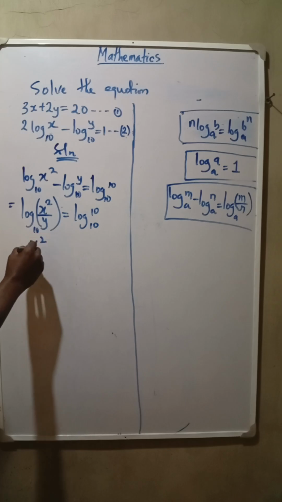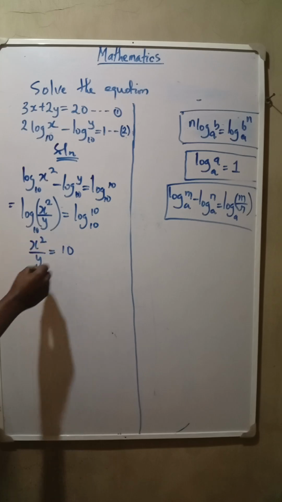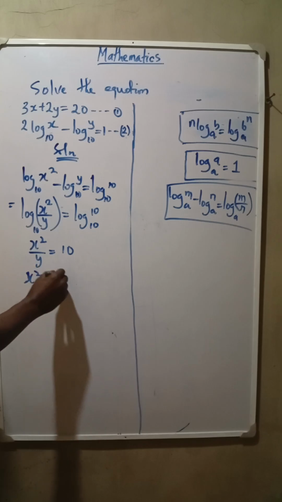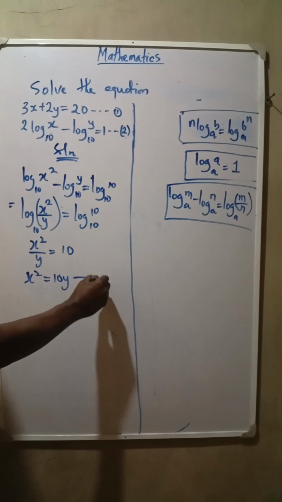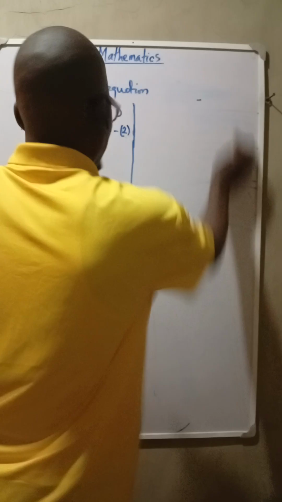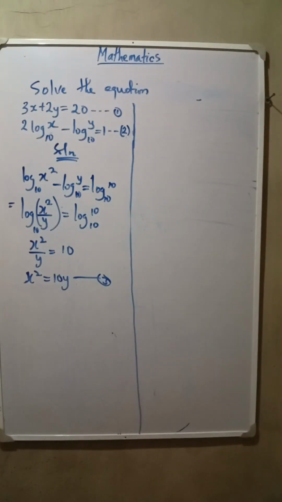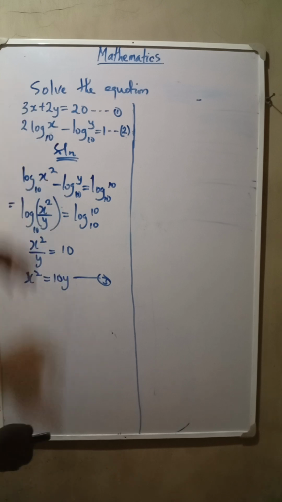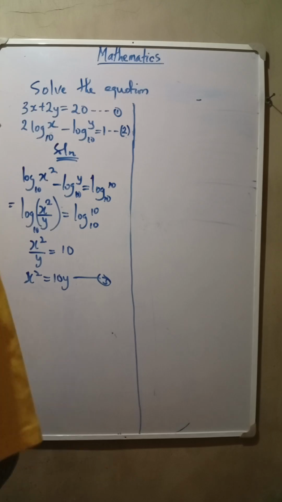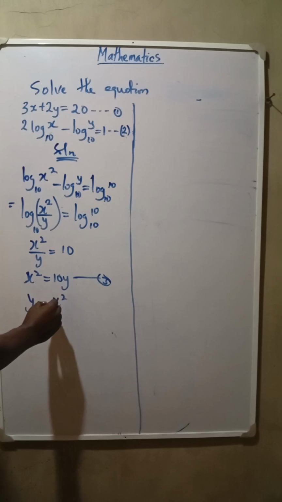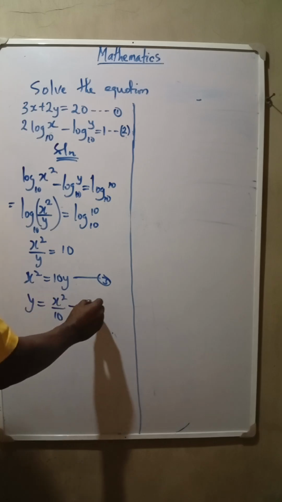That implies that since this is log base 10 on both sides, they are equal. Then we now have x square over y is equal to 10. Then if you cross multiply, we can say x square is equal to 10y. Let's call this equation 3. So from here, we can look at what we can do to be able to substitute. I can make y the subject of formula here. So when I'm making y the subject of formula, I'm going to have x square divided by 10. Let me call it equation 4.